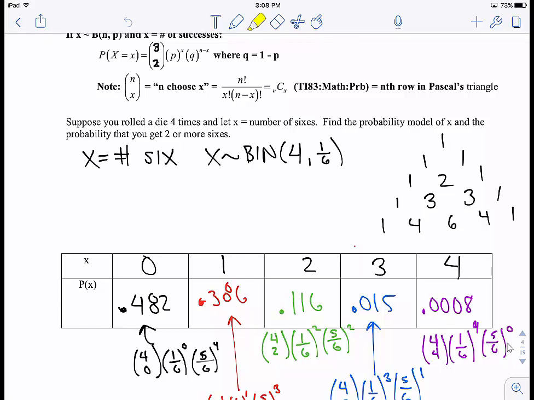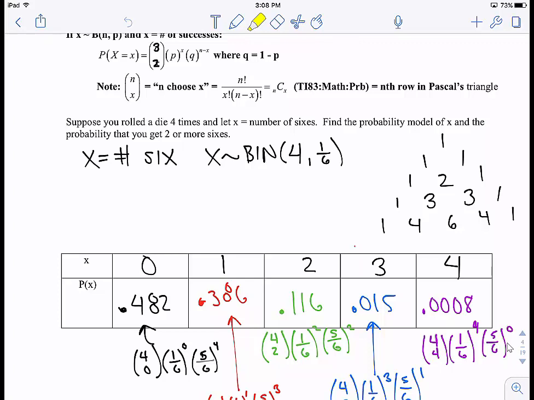Okay, I'm going to go over the last problem we were talking about in class that included Pascal's triangle and see if we can clarify that. Suppose you roll a die 4 times, so it's a Bernoulli trial because you either get the number you're looking for or you don't, and you let x equal the number of 6s, so x is success. Find the probability model of x and the probability that you get 2 or more 6s.